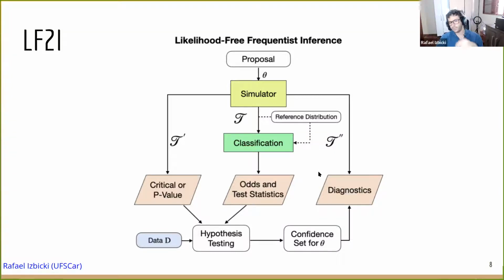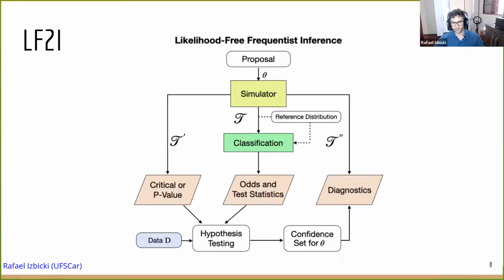I'm going to go over this in the next couple of slides. But just to give a general overview of the approach, it's the following. Basically, we're going to use the forward simulator to do 3 different things. So there are 3 branches here in LF2I. The first one is to construct a test statistic.